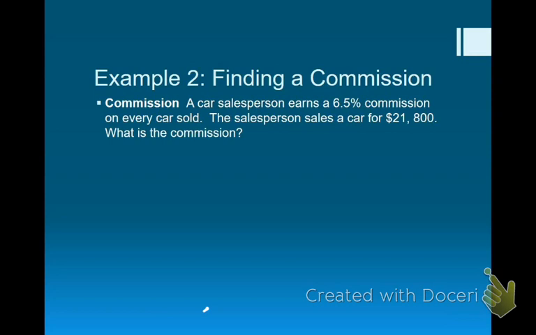It says a car salesperson earns 6.5% commission on every car sold. The salesperson sells a car for $21,800. What is their commission? Well, the commission is not the total amount of money that they sold. It's just a part of it. How much money did they sell in car dollars? 21,800. That's my total. So I get A equals P percent times B.